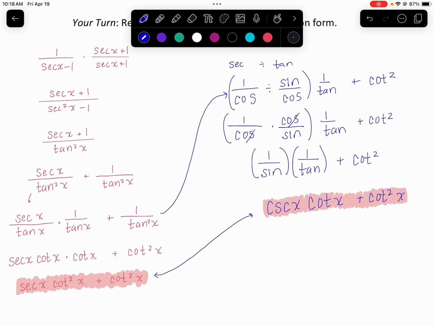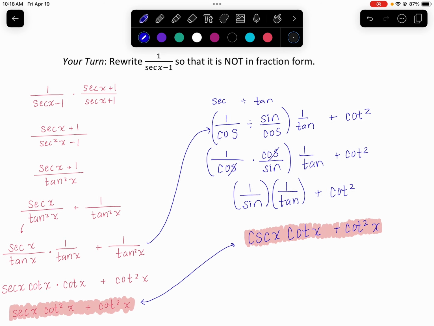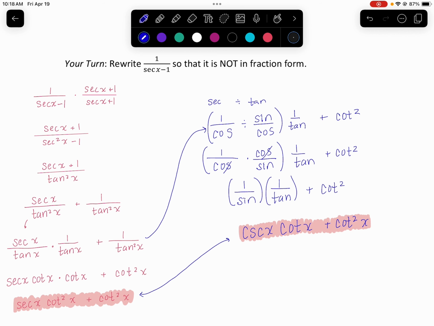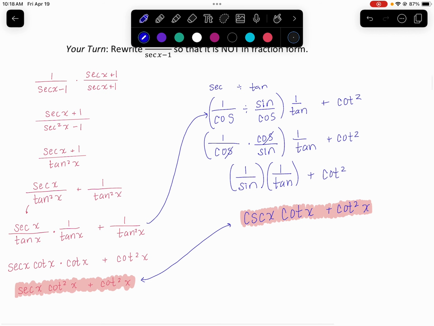However, we're considering them 2 separate answers because technically they both fit the description of what they asked us to do, and to rewrite it so it's not in fraction form. I will say the second answer is the most simplified version of this.